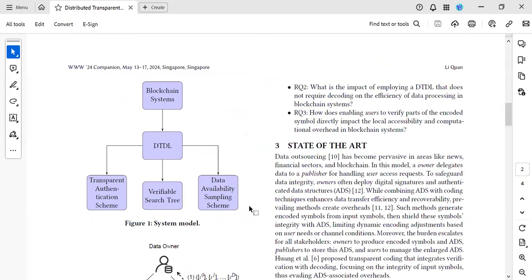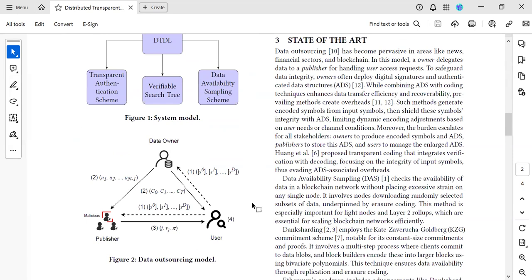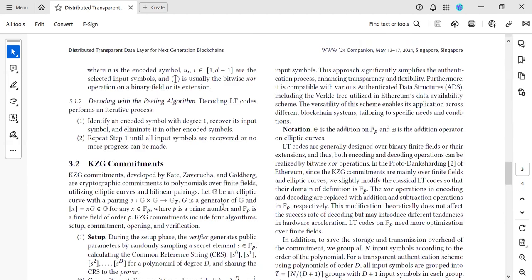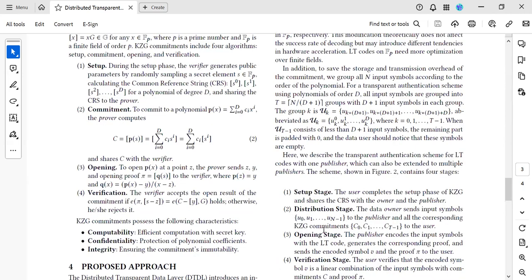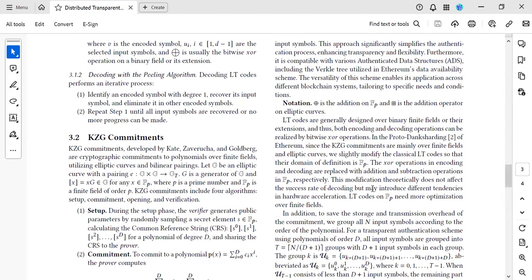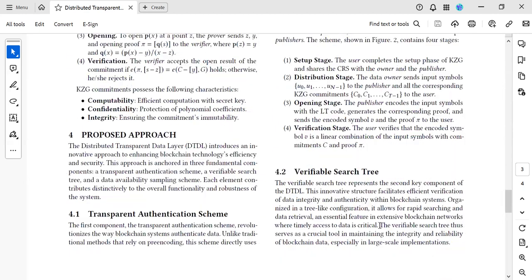This scheme is composed of three parts: transparent authentication schemes, a verifiable search tree, and data availability sampling schemes. We keep the very classical data outsourcing model, with a data owner like a miner or POS node, a publisher like a DA node, and the users. Here we use LT codes and KZG commitments, and we combine all three parts into a two-dimension authentication scheme with row-based commitment and column-wise LT codes.